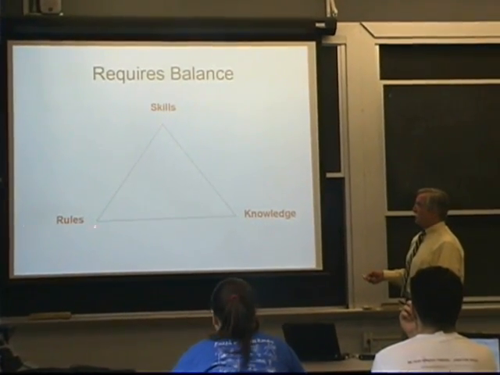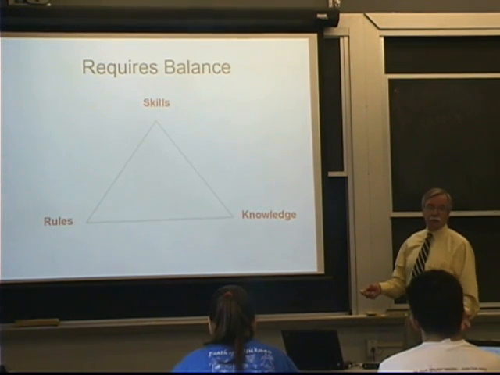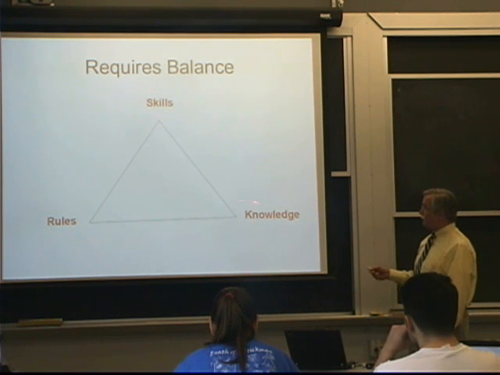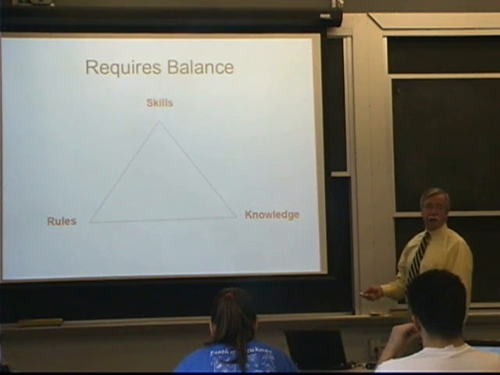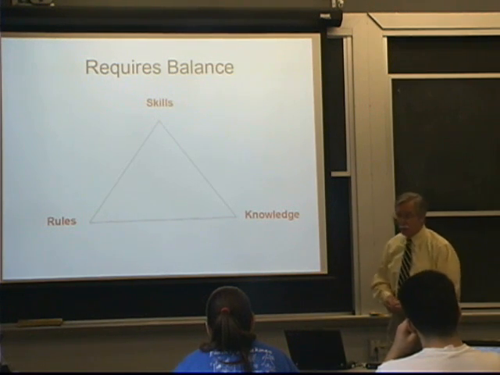If you look at Three Mile Island, they had plenty of rules, which they were all in compliance with. They had certainly skills in terms of how to operate the plant, but they didn't have adequate knowledge about the implications of what was going on. And so this triangle was a little bit distorted.